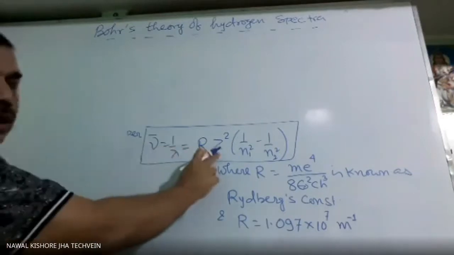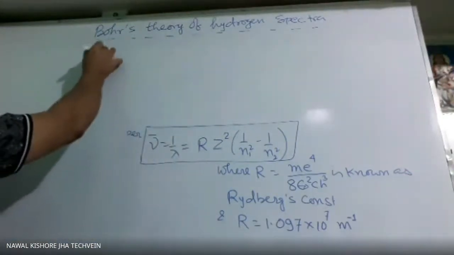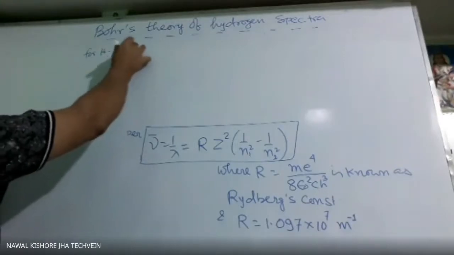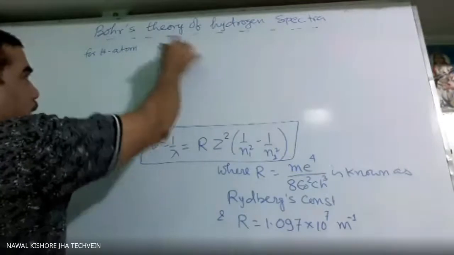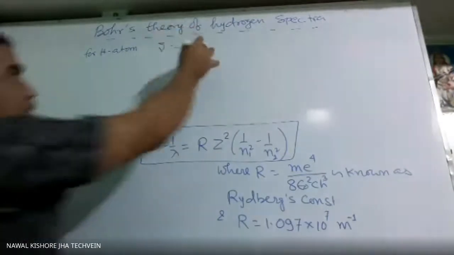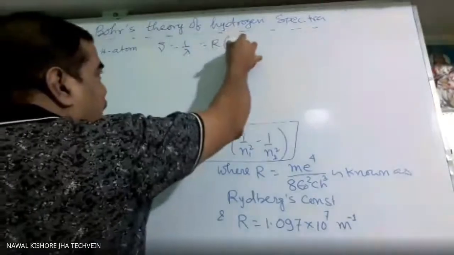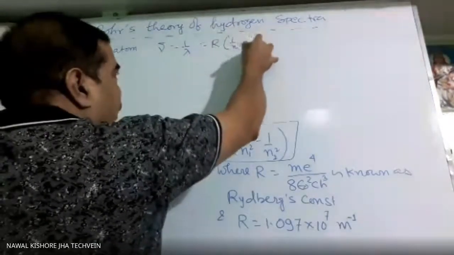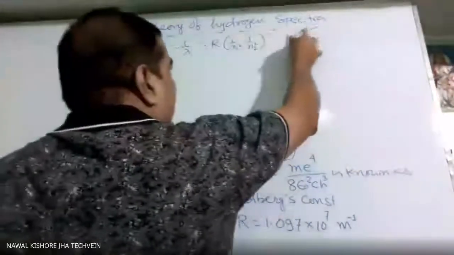For hydrogen, this Z will become 1. So we can write this one. For H atom, what will be this nu bar or 1 by lambda? It will be R times 1 by n1 square minus 1 by n2 square. This is, Z is 1 here.